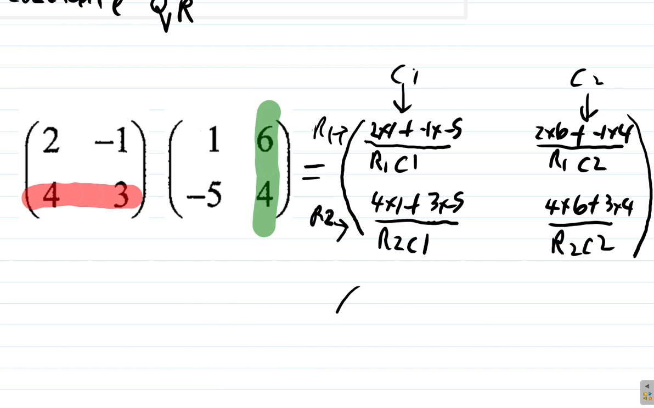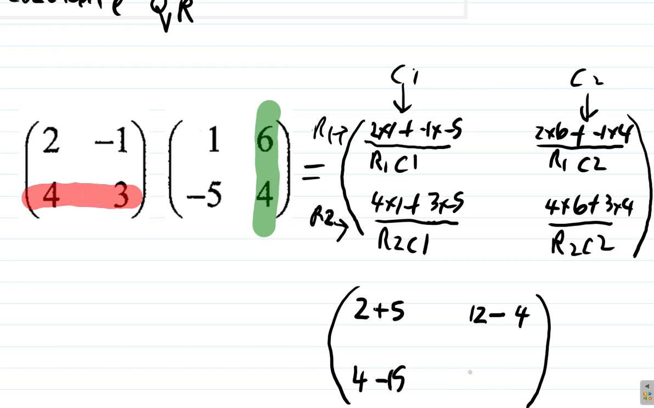So what you have, 2 by 1 is 2, negative 1 by negative 5 is positive 5, so it's 2 plus 5. Here you're going to have 2, 6, 12. It's a minus, because negative 1 by 4 is going to be a minus 4. It's going to be 4, 1, 4. And this 3 by negative 5 is going to be a minus 15. 4, 6, 24. Plus 3, 4 is 12.